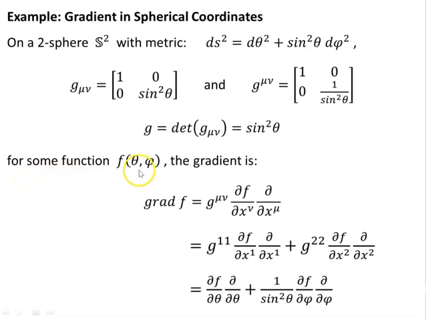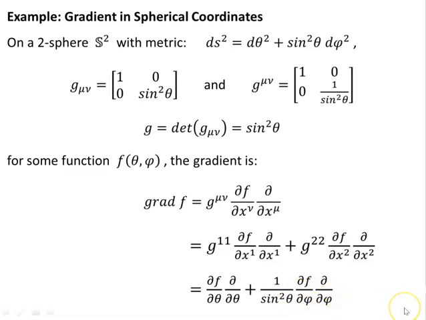So for some arbitrary function that's a function of theta and phi, or one or two of those, or both, the gradient is just this. The gradient vector is just this object here, which you've expanded out. Expanding that out in terms of the coordinates theta and phi, you get partial f on partial theta times the basis vector in the theta direction, and all of this times this basis vector here in the phi direction.